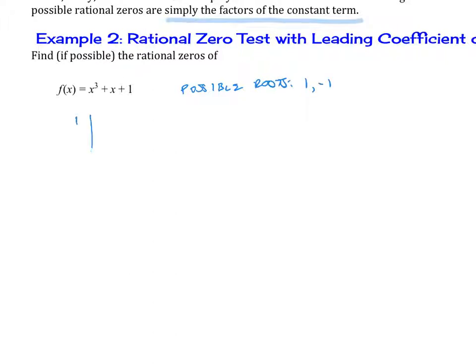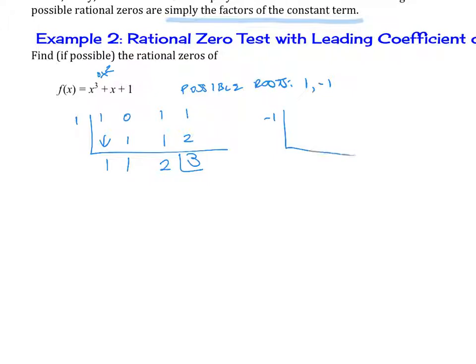So let's go ahead and try it out using synthetic division. Am I missing anything? Yes, I'm missing an x squared. So 1, 0, 1, and 1. So 1 times 1 is 1, 1, 1, 2, 2, and 3. So that is not a possible root because it has to equal 0 in the remainder.